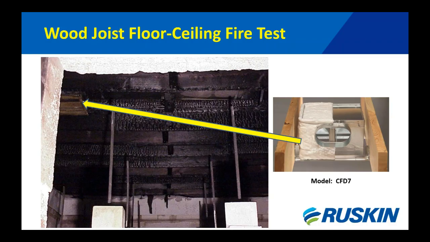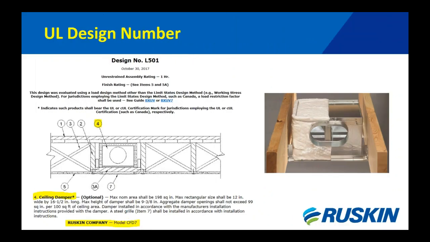So that's a physical fire test. Those are the results of it. And out of this test, we qualified our CFD7 model. We also have another model that's a CFD7T. The T is designated for the wood truss design, meaning 2x4 open web truss. So as a result of this fire test, we established a design number.